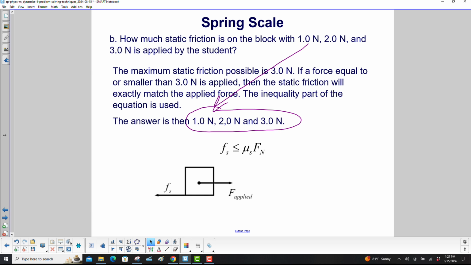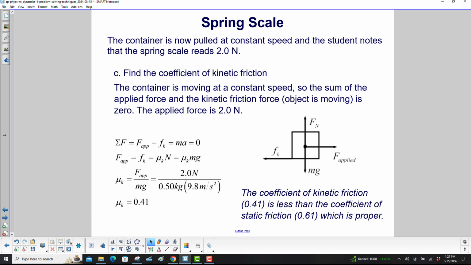Applied force is 1, you get a static friction force of 1. 2, you get 2, and finally 3, you have a static friction force of 3 newtons, which is the maximum static friction force. The container is now pulled at constant speed, or zero acceleration, and the student notes that the spring scale reads 2 newtons. Find the coefficient of kinetic friction.